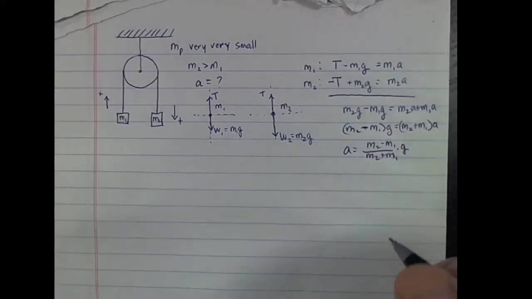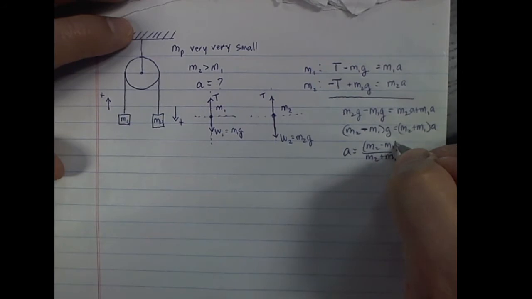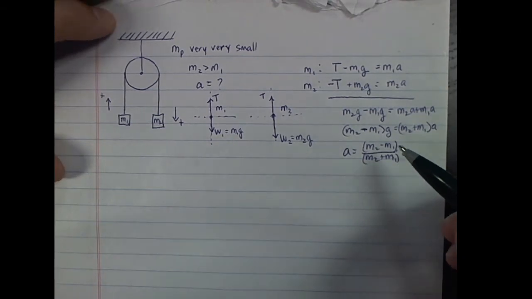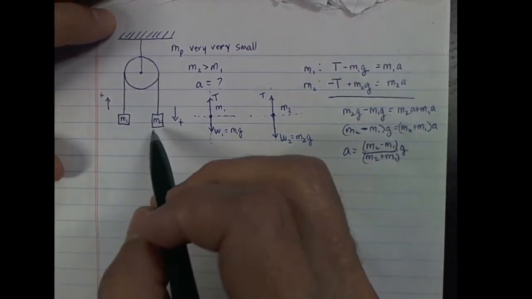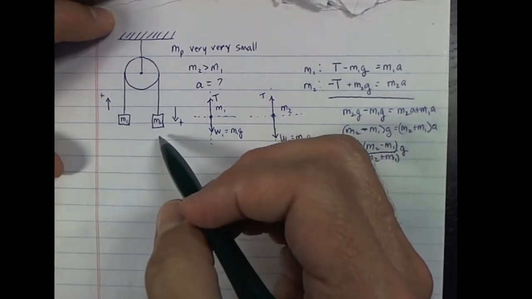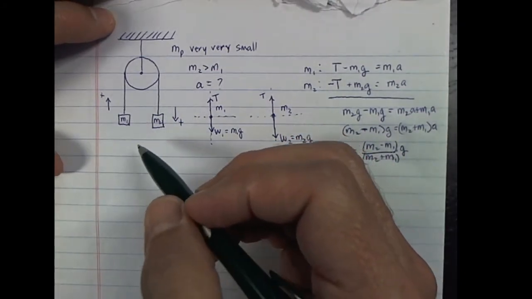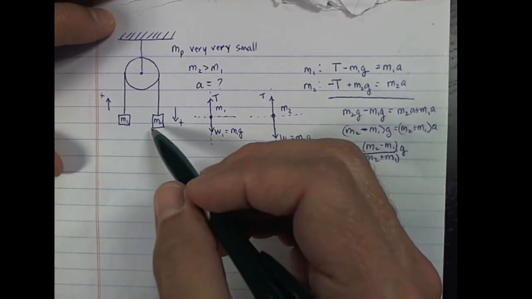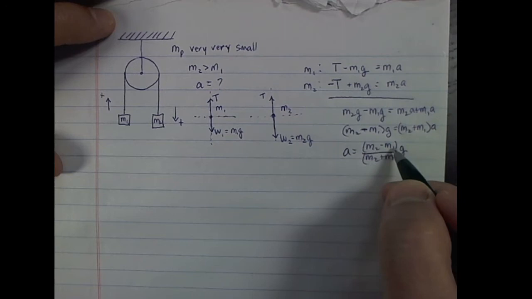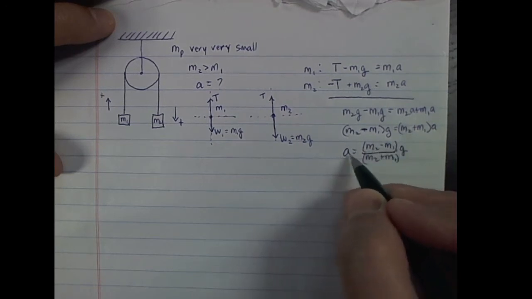Okay, let's see if that makes sense. You can put parentheses around them if you want to, if it looks better to you. Let's go to extremes. Let's say M2 and M1 are actually equal, and you let go of them. What would you think would happen? They'd just sit there. They're balanced. Same mass on both sides. So look in this equation. If M2 and M1 equal each other, this is 0, so there's no acceleration.